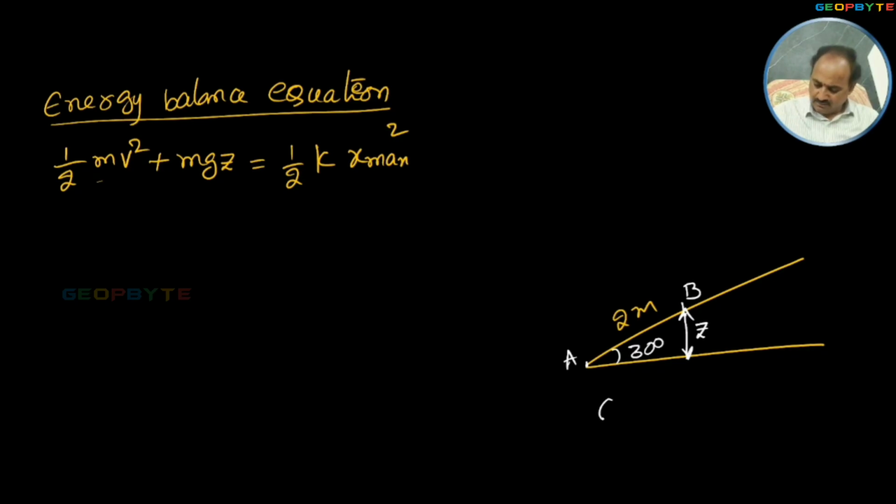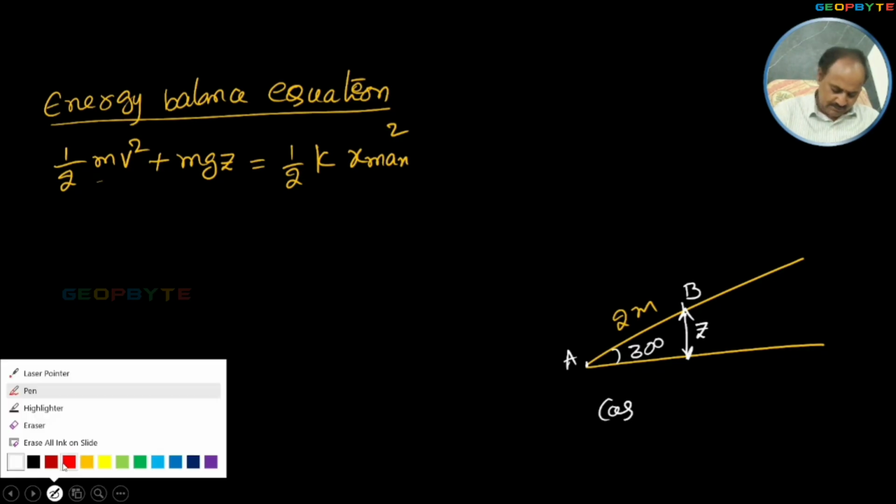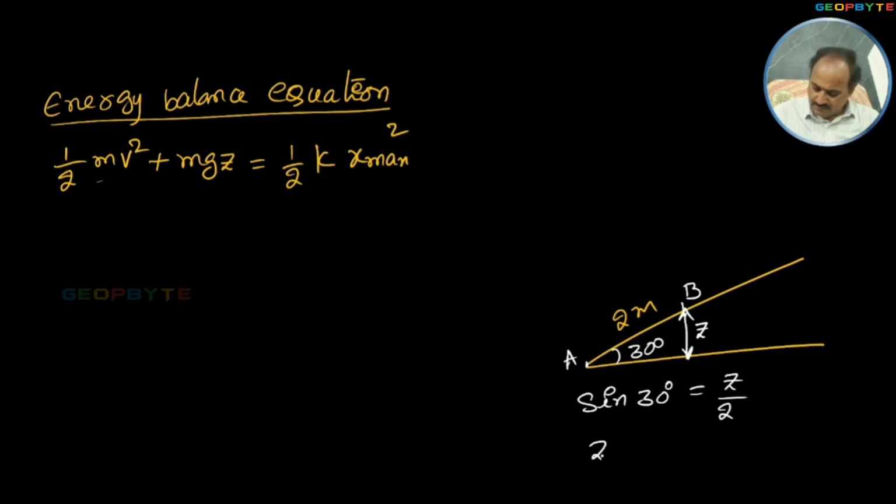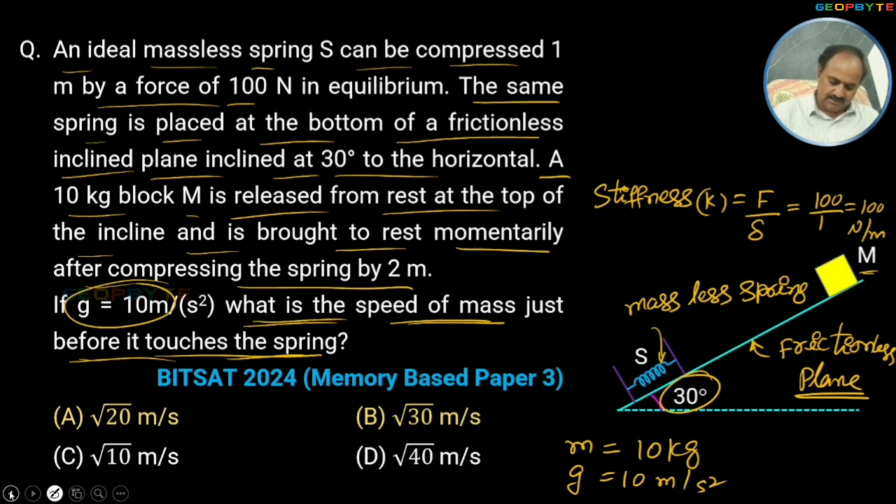Z equal to what? Not cos, sine. Sine 30 degrees equals Z by 2 meters. Then Z equals 2 into sine 30, and sine 30 is 1 by 2, so it is equal to 1 meter. That is the Z value. This x max is nothing but the maximum deflection, and that maximum deflection is given as 2 meters. Look at that one.